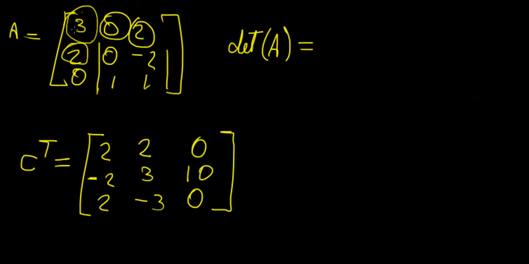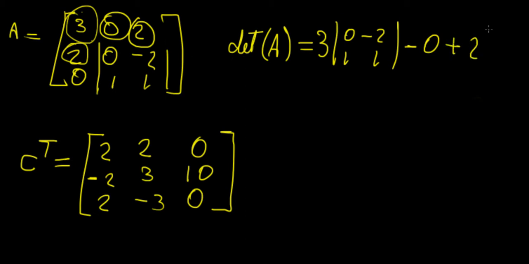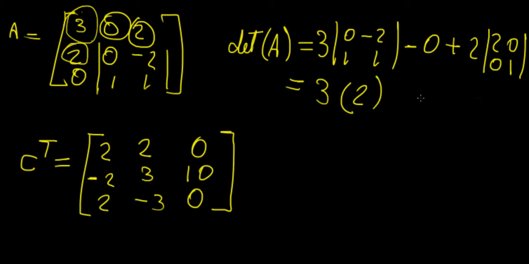So we're going to start with the first element, 3 times 0, minus 2, 1, 1, minus 0. So we're not even going to bother with that one. And then the last one is going to be plus 2, 2, 0, 0, 1, which is actually, no, it's not 0, sorry. So this is going to be 3 times 0 times 1 minus 2, so that's going to be plus 2. Plus 2 times 2 times 1, so that's 4. And this is equal to 10.